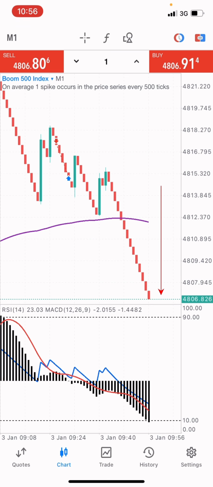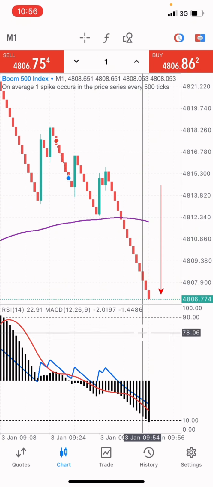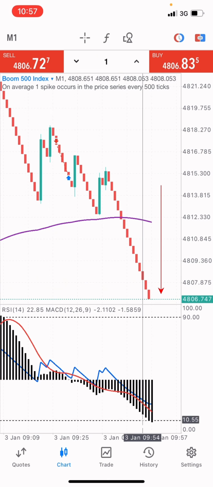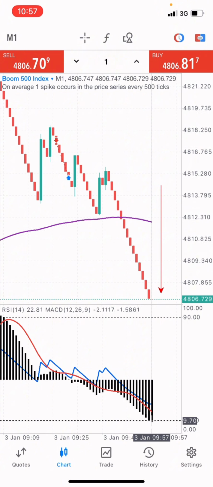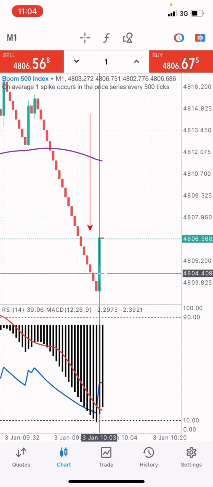So the next step is a buy, right? It's going to buy. The market is going to buy because this point right here has gotten to the oversold on the 1 minute time frame. So the market has bought at this point, right?